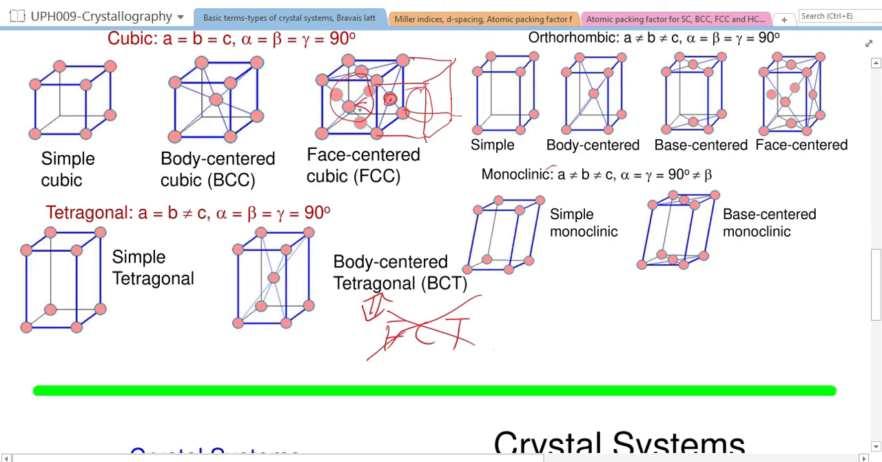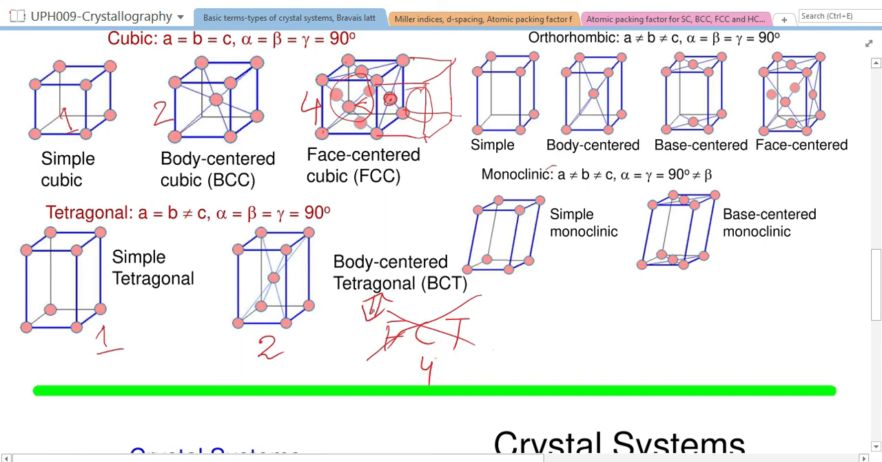So how many such face atoms are there? 6 face atoms are there. All of them combined are contributing 3 atoms to this unit cell. And thus you have 3 plus 1, where 1 is from the 8 corners. So 3 plus 1, 4 atoms. So 4 atoms effectively in the FCC, 2 atoms in BCC, and only 1 atom effectively in the simple cubic Bravais lattice. Similarly here also, 2 atoms, 1 effective atom, and for FCT you will have 4 atoms, right?